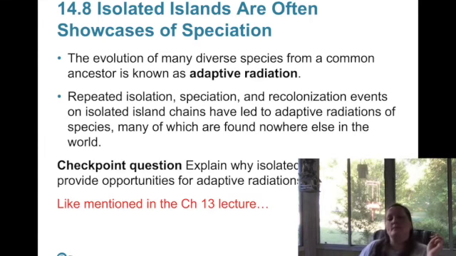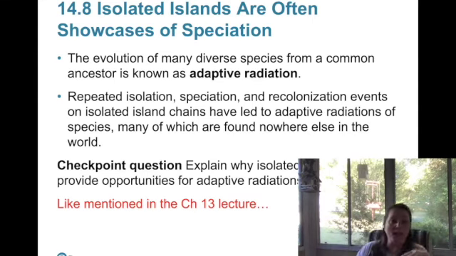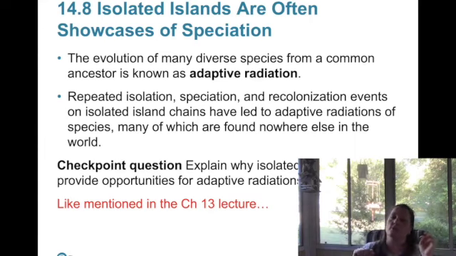Evolution of many diverse species from a common ancestor is known as adaptive radiation. That means you have the one change and it's adjusted and it radiates out. It just goes and keeps going. Repeated isolation, speciation, and recolonization events on isolated island chains have led to adaptive radiations of species. Many of these found nowhere else in the world. So there's something about that area that makes it spread out. So, explain why isolated island chains provide opportunities for adaptive radiations.